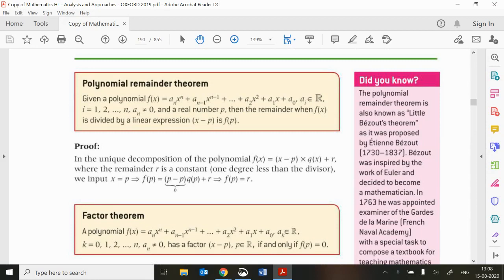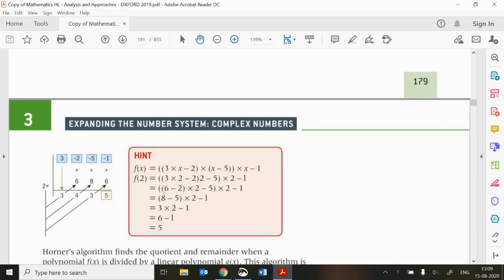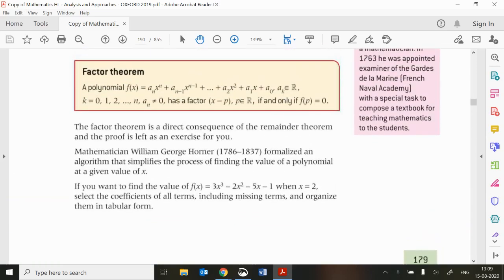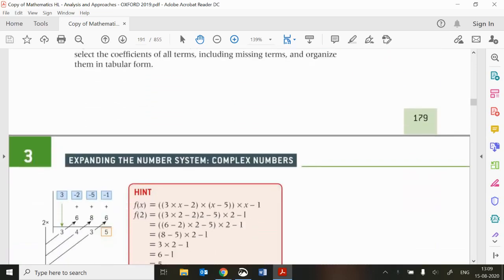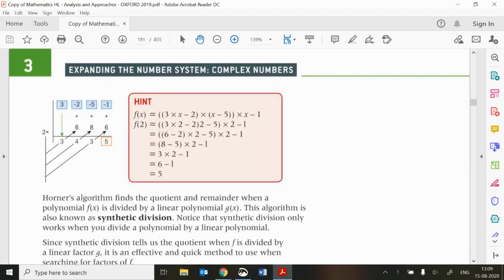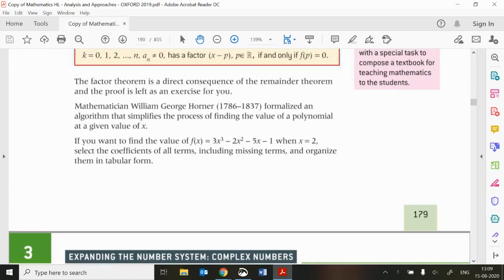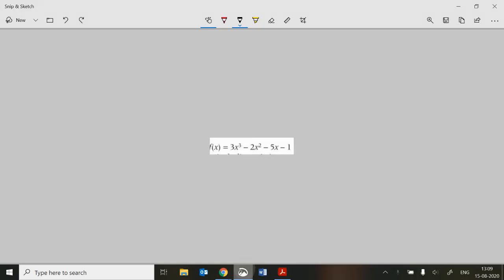We're just going to leave those where they are for the moment, and now we're going to come up with another technique for division of polynomials. And this one, as I mentioned earlier, is called Horner's algorithm, or synthetic division. Okay, and in order to do this one, we're going to take the same example which they've got in the book. So we're going to take f of x is equal to 3x cubed minus 2x squared minus 5x minus 1.